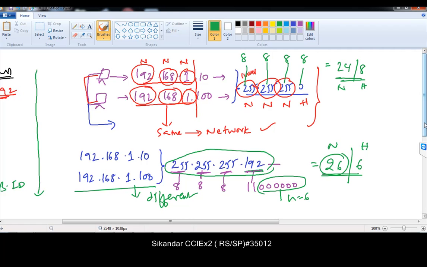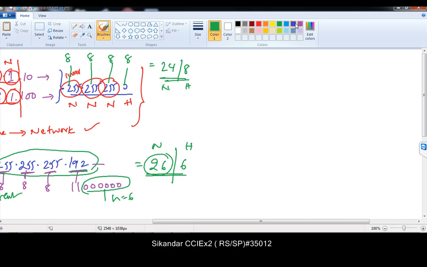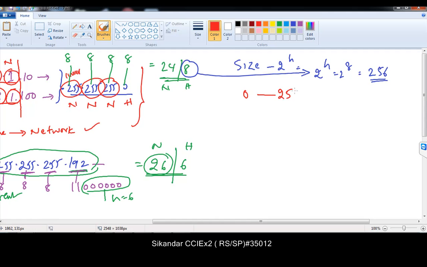So whenever you change the subnet mask, you are changing the number of bits. When you change the bits, automatically the size changes, because the size of the network is always based on 2 to the power of h, the host bits. In the default subnet mask example, it is 2 to the power of 8, so 256 is the size. With a size of 256, the range starts at 0 and ends at 255.